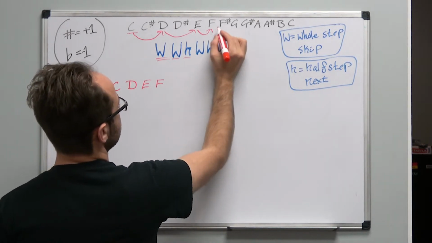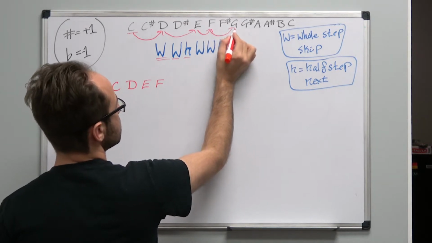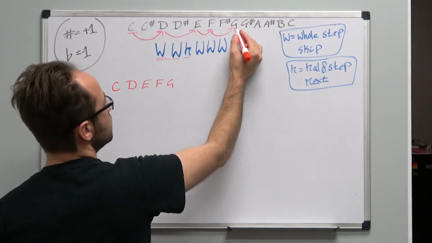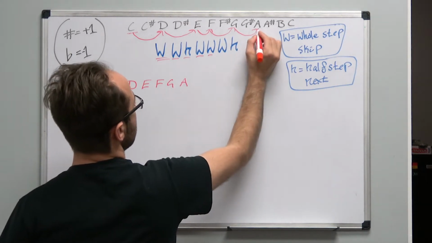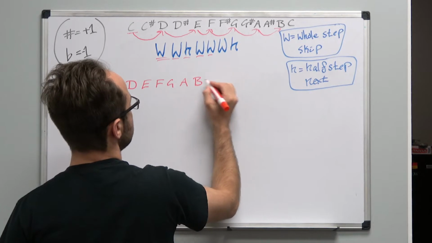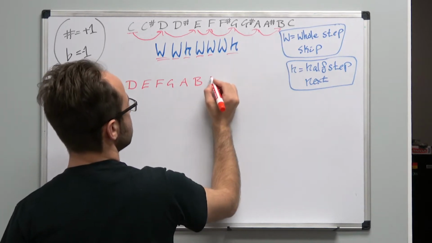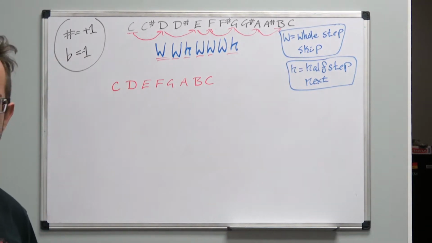Okay, now it's 3 wholes in a row. So from F, we do a whole step, land on G. From G, we do a whole step, land on A. From A, we do a whole step, land on B. From B, we do our final half step, we land back on C.